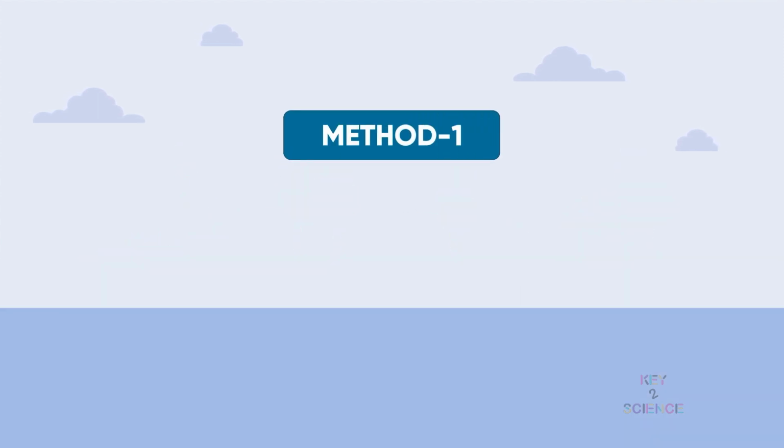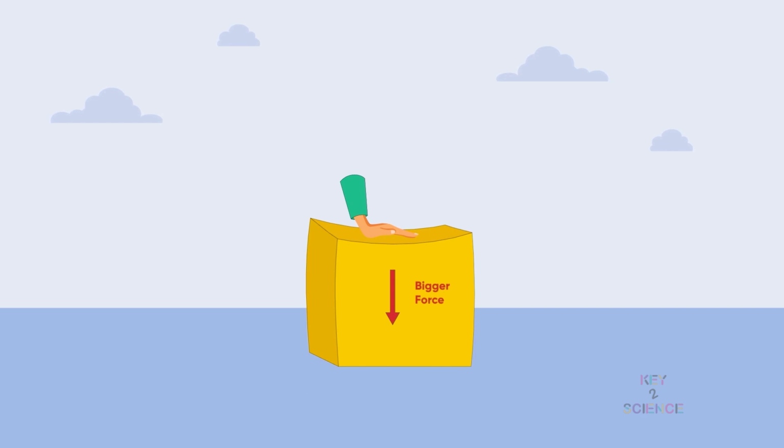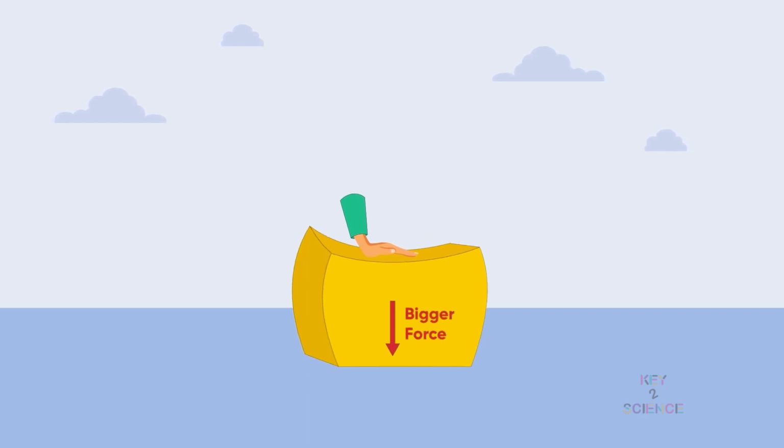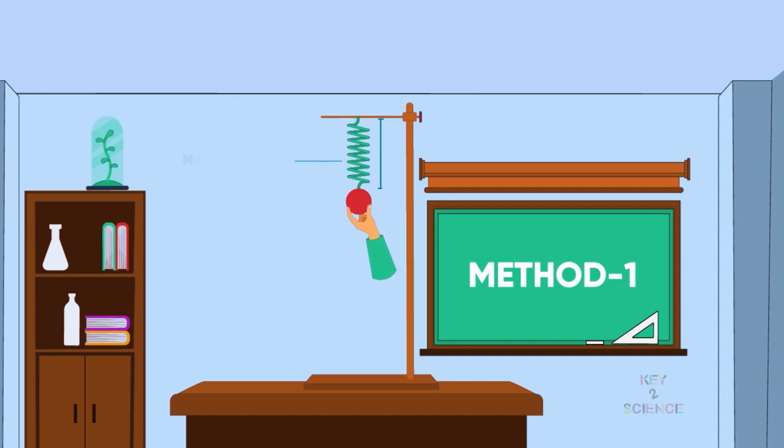Method 1. We said earlier that a force can change the shape or alter the dimension of an object. From our daily experience, we see that the bigger the force on the object, the bigger the amount of distortion. We'll use this property of force in our first method. Let's assume that we have a metal spring. If we attach one end of the spring to something and pull the other end, the spring may extend. The harder the pull, the bigger the extension.